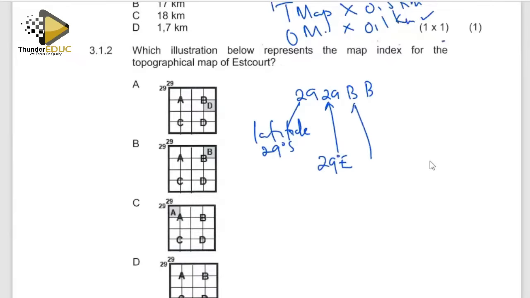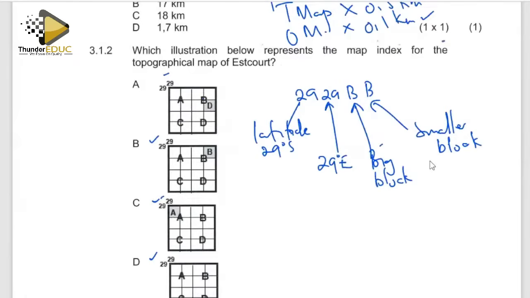Then this first B means a big block subdivision. Then the last letter means a smaller block subdivision. Since our maps have the same indications of latitude and longitude, those responses are all correct. So 29, 29, all of them are correct. Then what we need to check is the bigger block B and the smaller block B.